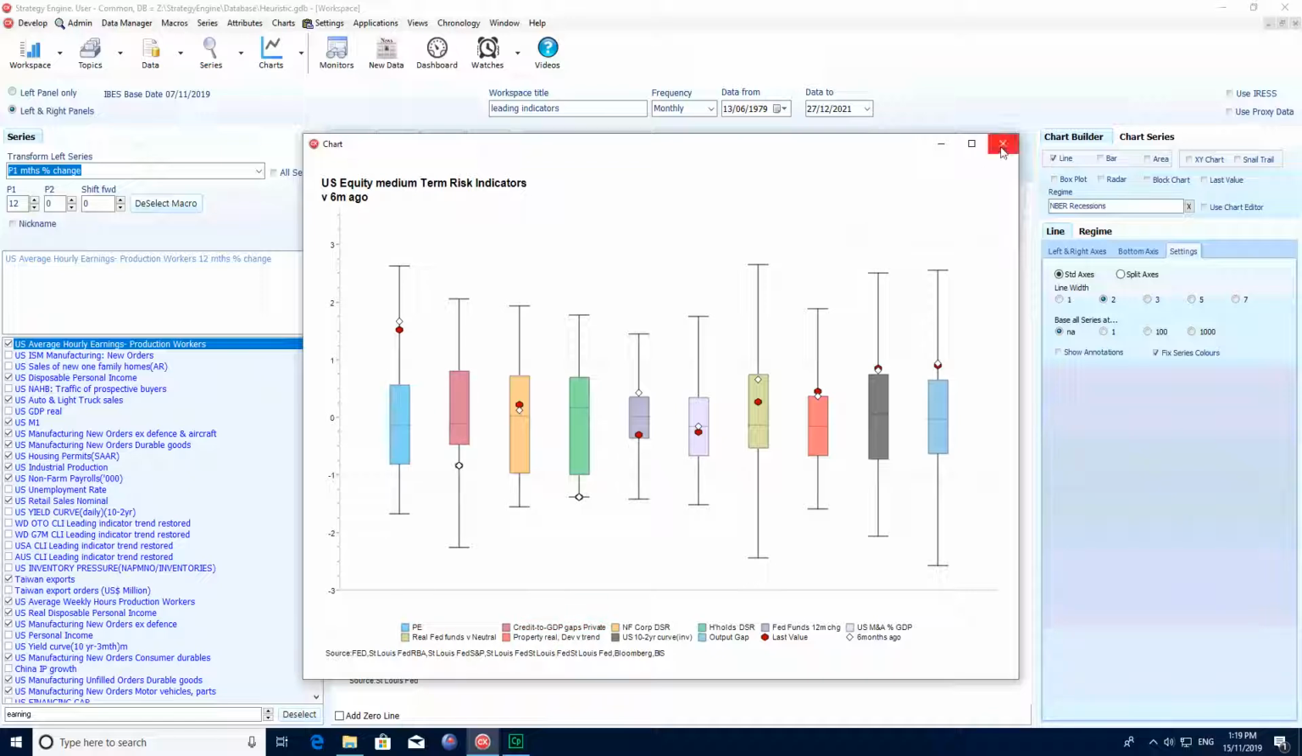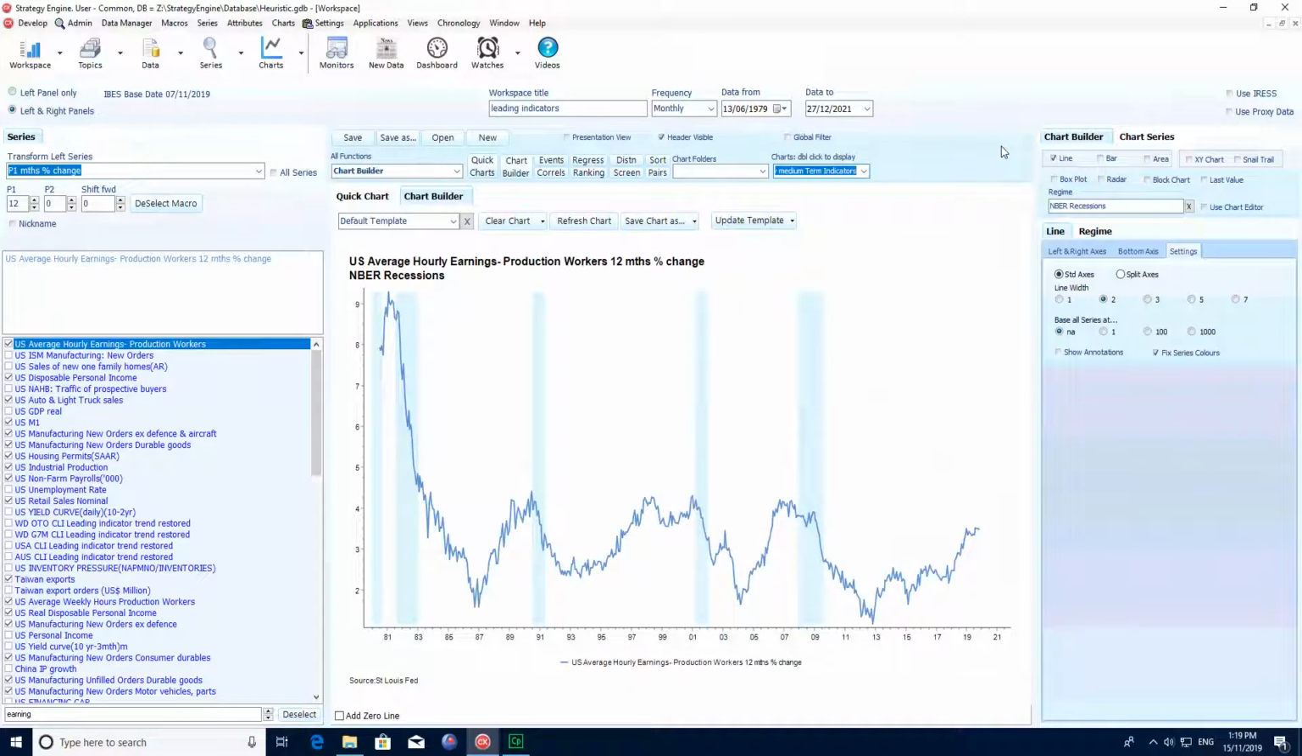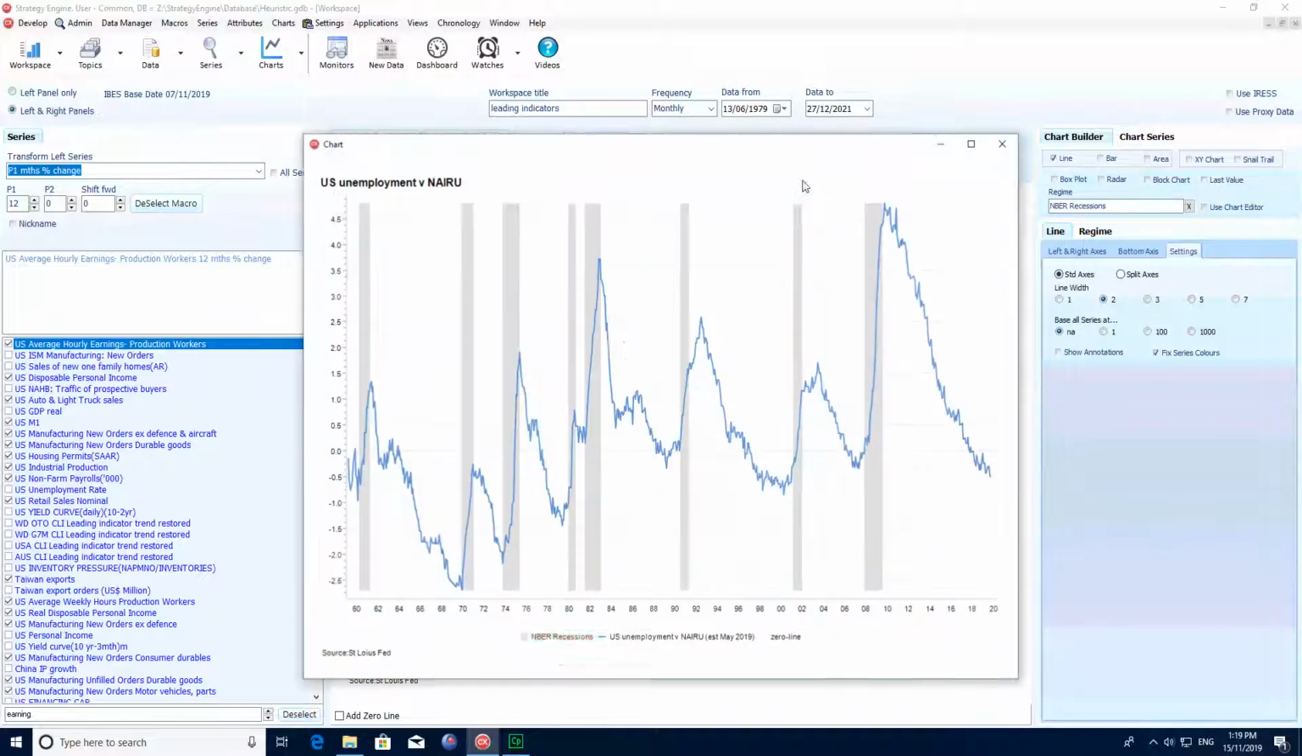So some of these traditional medium-term risk indicators have been flashing some concern for some time. Let's have a look at those in a little bit more detail. And the first one I'm going to look at is the output gap, and we're using the unemployment rate relative to NAIRU as our measure.